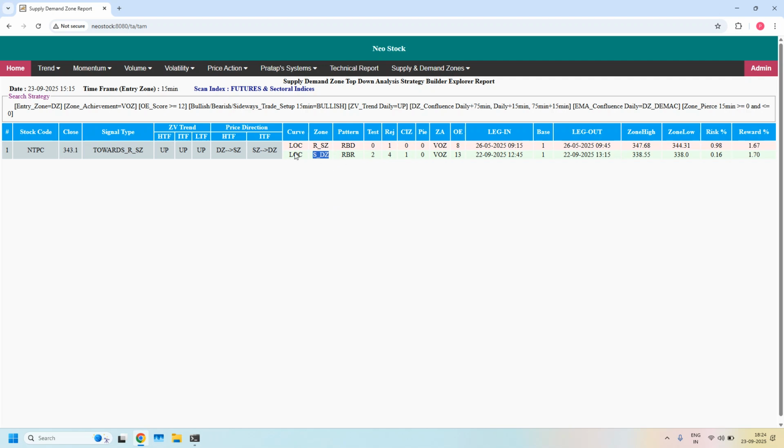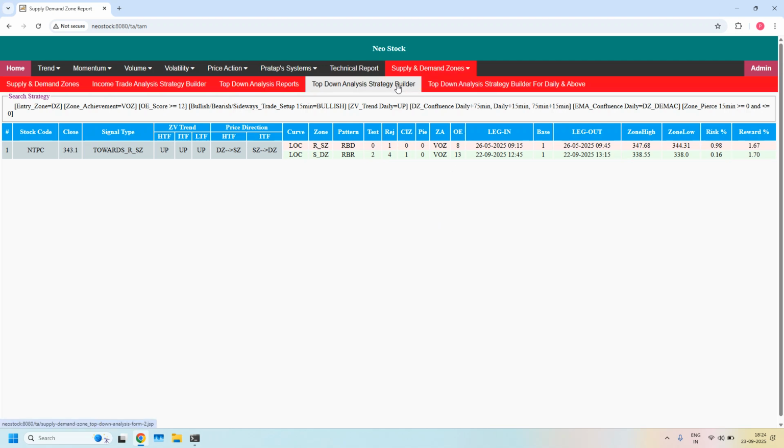But see, it has already given 4 opportunities previously from this zone. Okay, otherwise this is a bullish trade setup for daily income trade. Next, I will generate a bearish trade setup for daily income trade.